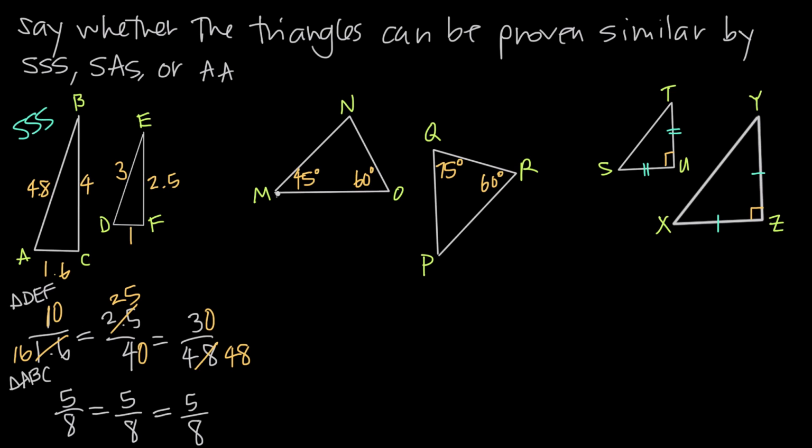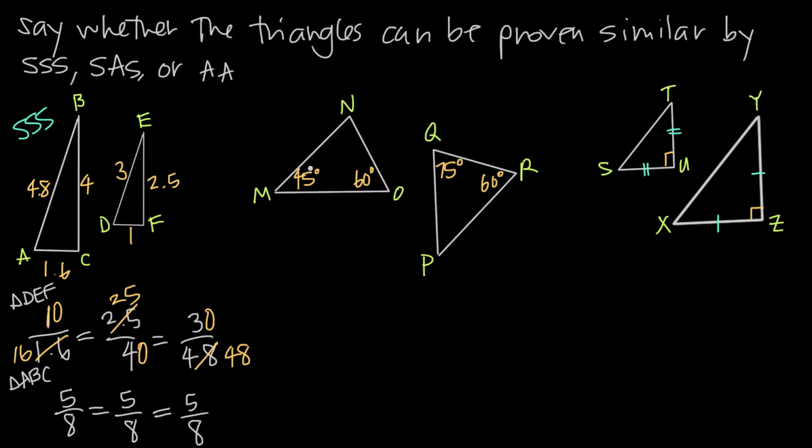In this one, we have triangle MNO and triangle PQR. We've been given just 2 angles in each triangle, not any side lengths. We're probably not going to use the side-side-side theorem or the side-angle-side theorem because we don't have any side lengths. What about the angle-angle theorem? Well, if we look at these 2 triangles, we can see that triangle MNO has angle measures of 45 degrees and 60 degrees, and that triangle PQR has angle measures of 75 degrees and 60 degrees. So they both have a 60-degree angle, but this one has a 45 and this one has a 75. So maybe you'd say that the angle-angle theorem doesn't apply here.